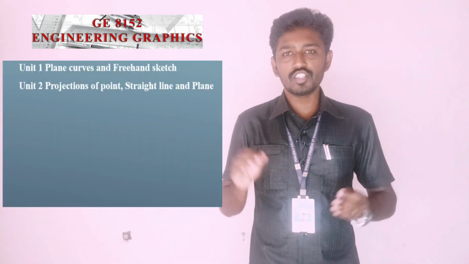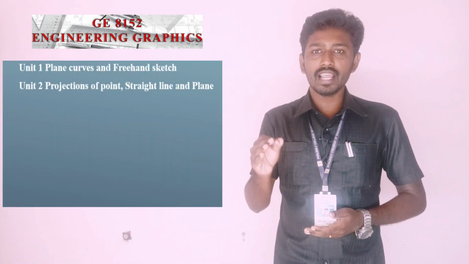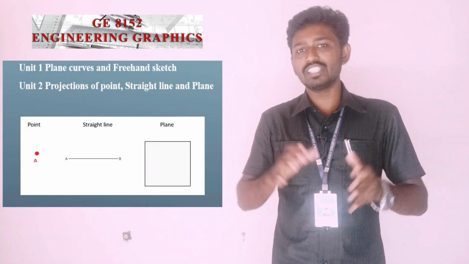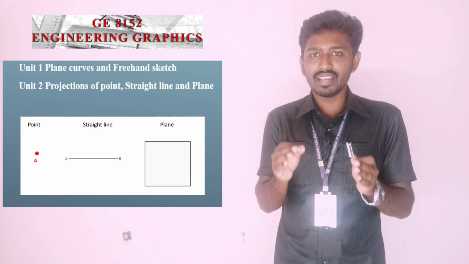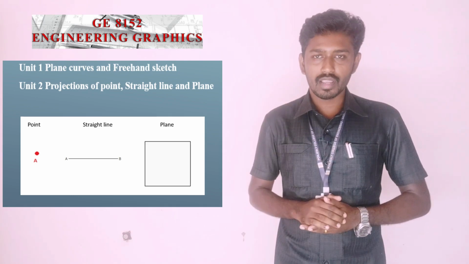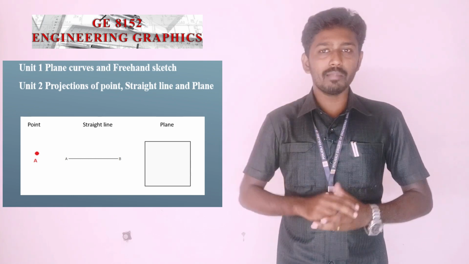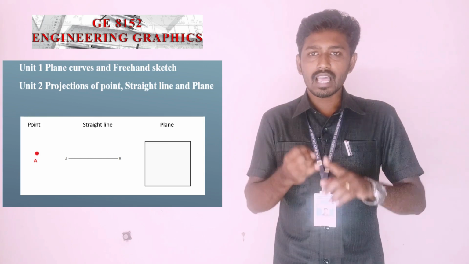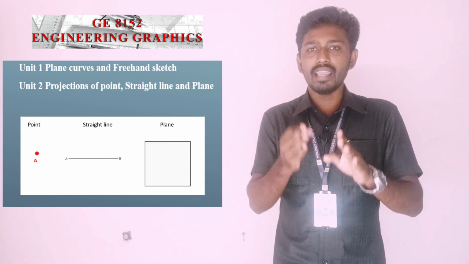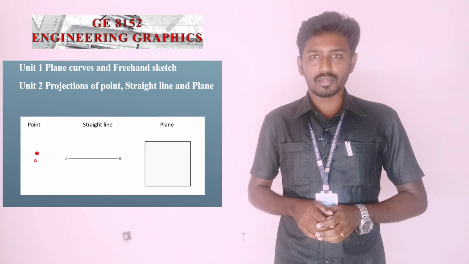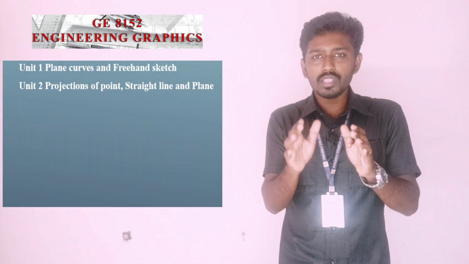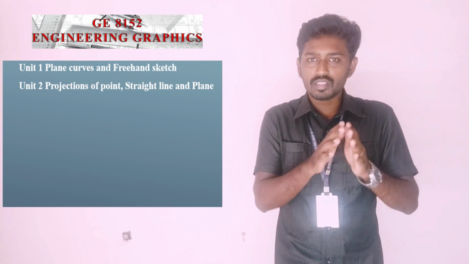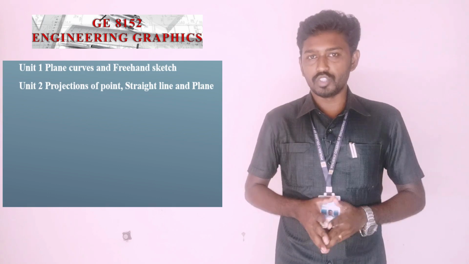And then moving to the second unit, projection of point, straight line and plane. Point is a dimensionless object, straight line is a one-dimensional object and plane is a two-dimensional object. So we are going to do the projection work of points, straight line and plane in the second unit. And we will do the projection work always in the first angle projection throughout this subject.